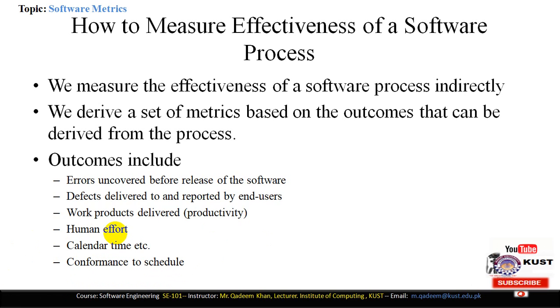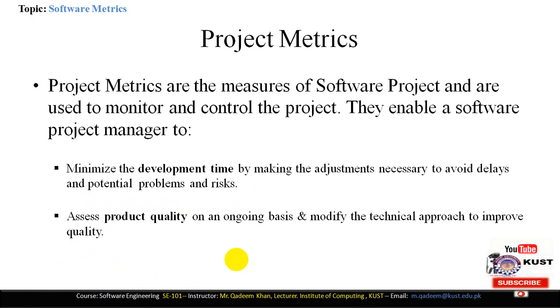That is, how many hours they are spending on development per day. Similarly, calendar time means the overall time required to complete the project and conformance to the schedules. The calendar time should conform to the schedule, so that we know whether we are following the schedule or the schedule is slipping. So these sorts of measurements are included in the software process metrics.